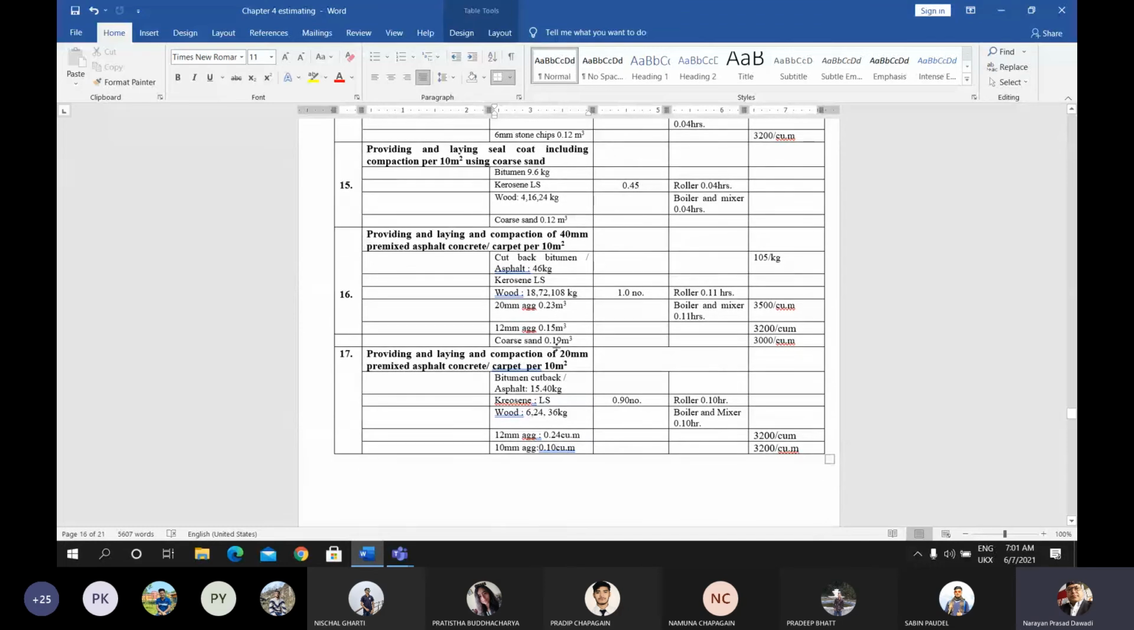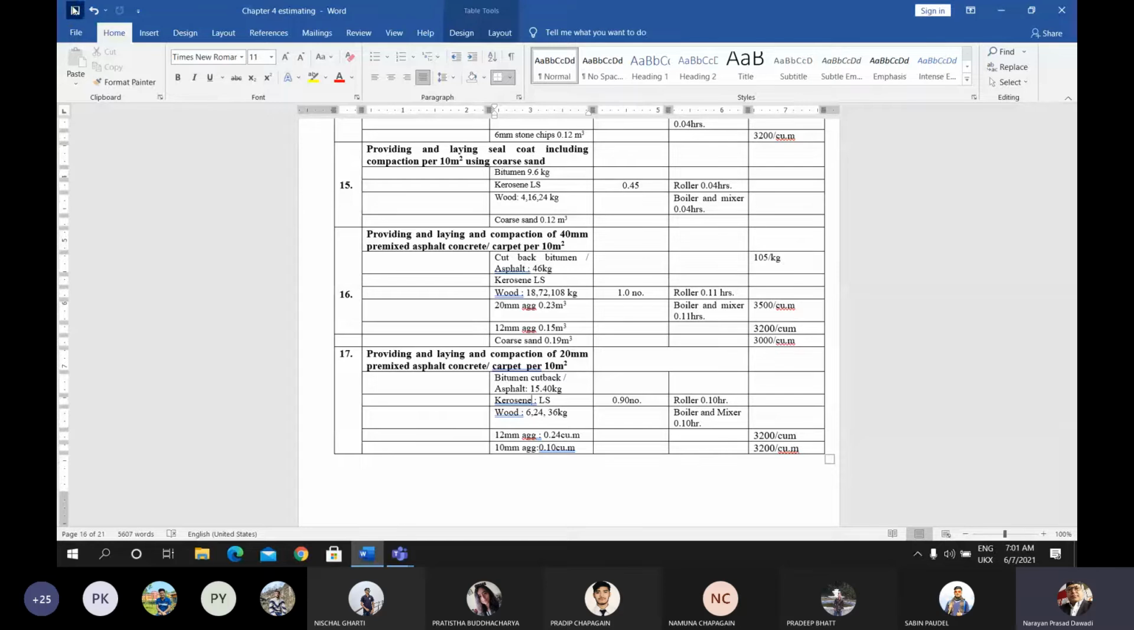Sometimes you may be asked without the thickness of the premix asphalt concrete being provided, or sometimes with the thickness given. So if you are provided with the thickness of 20 mm in the question, then for 20 mm premix asphalt concrete, the cutback bitumen or asphalt is 15.40 kg, and kerosene as a lump sum. The spelling of kerosene is a mistake here.